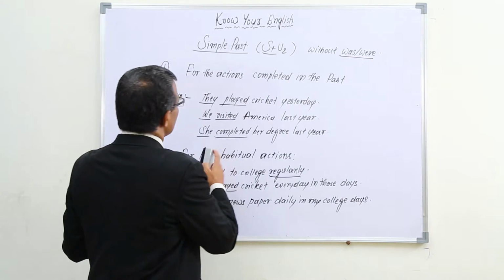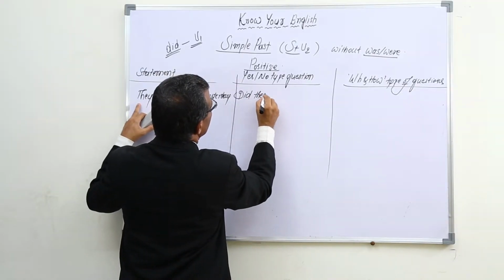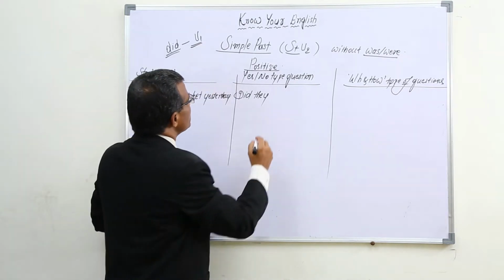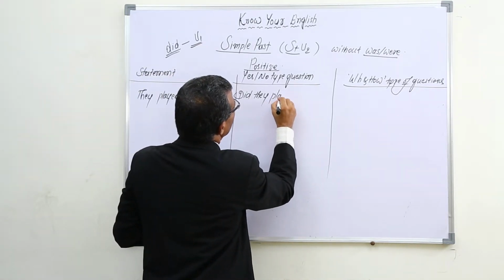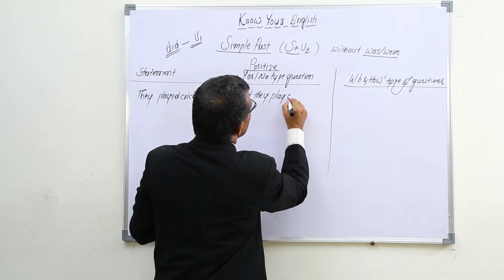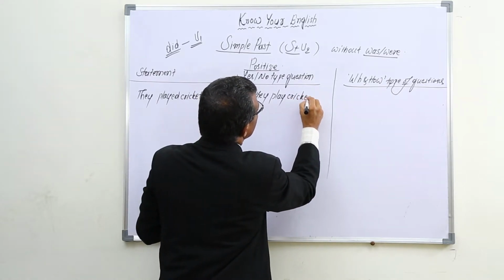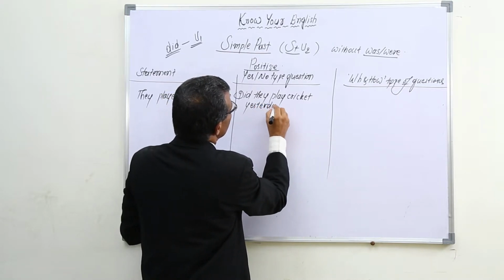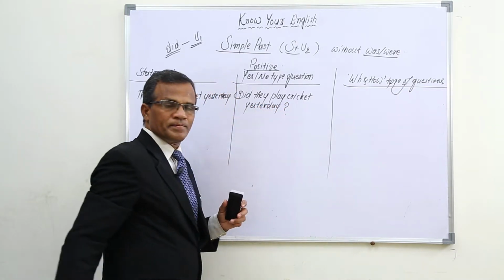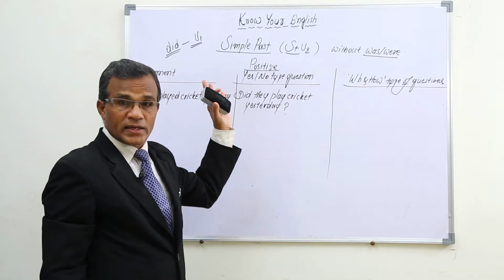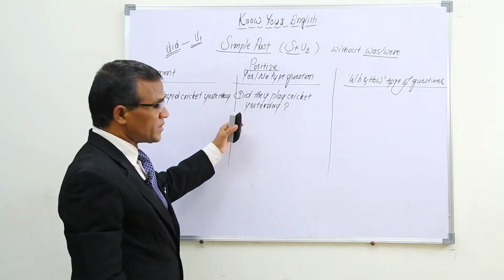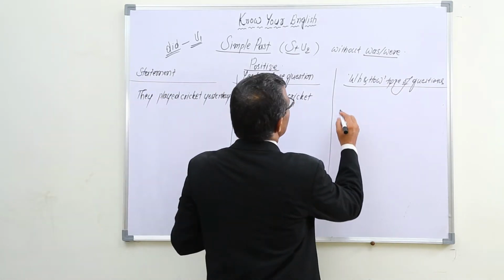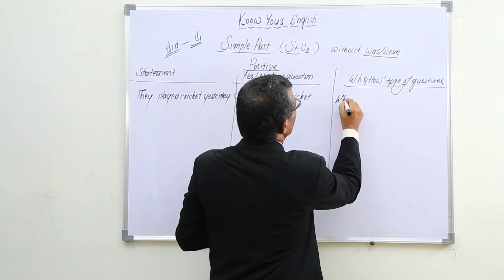Now the subject is they. Instead of played, we have to use the V1 form only. So it is, did they play cricket yesterday? Did they play cricket yesterday is the question. If you want to ask a person whether they played cricket yesterday, we put the question in this way.